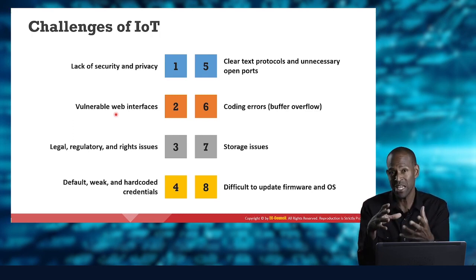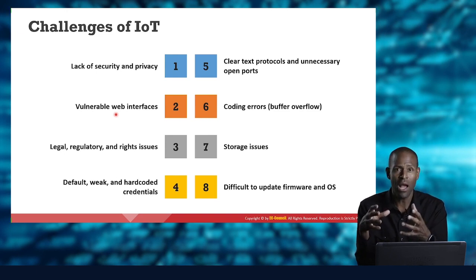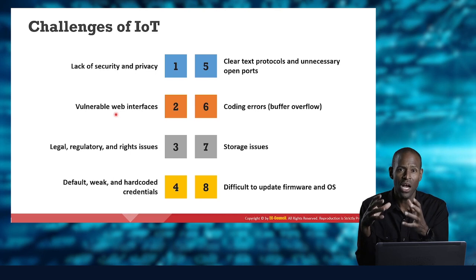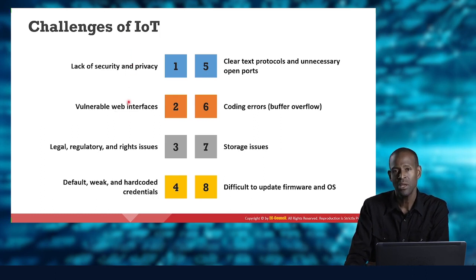And what I'm summarizing here is basically the problem with a huge percentage of IoT devices. Lack of security and privacy. In other words, there is no encryption. Vulnerable web interfaces. In other words, you cannot use secure versions of the protocols. There might be legal, regulatory, and rights issues that arise from the problems with that device. There might be default weak or hard-coded credentials where you can't change them even though the default credentials are weak. There may be clear text protocols, ports that are unnecessarily left open.